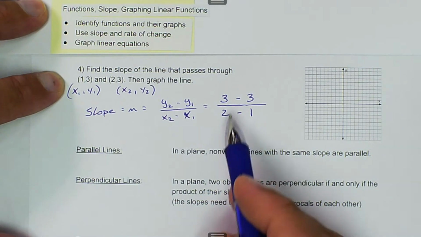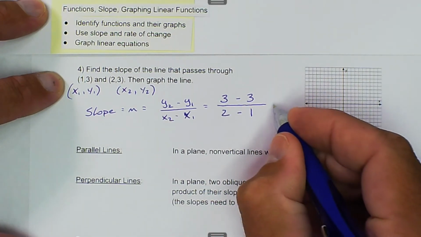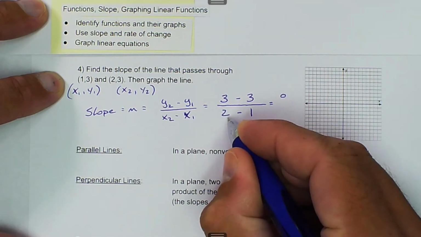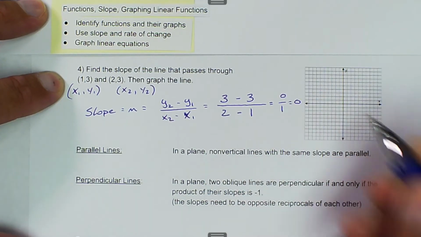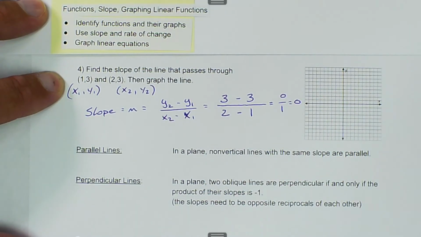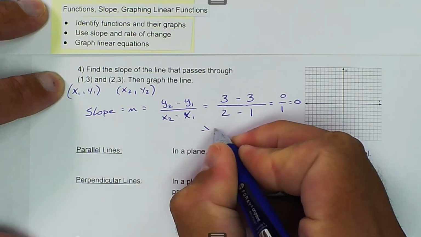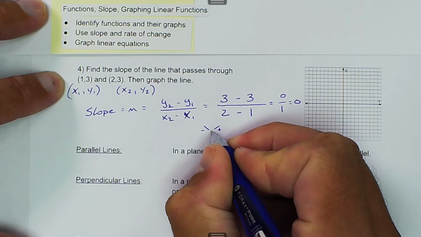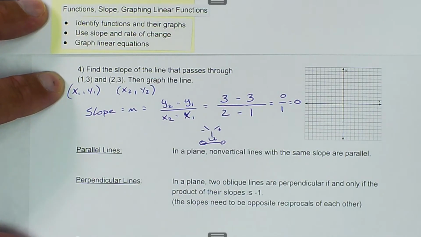Now I just have to do my math here. 3 minus 3 is equal to 0. 2 minus 1 is equal to 1. And so that is equal to 0. If I draw the slope monster, that's minus, that's plus, that's undefined, and that's 0. I know that I should have a horizontal line somewhere, right?